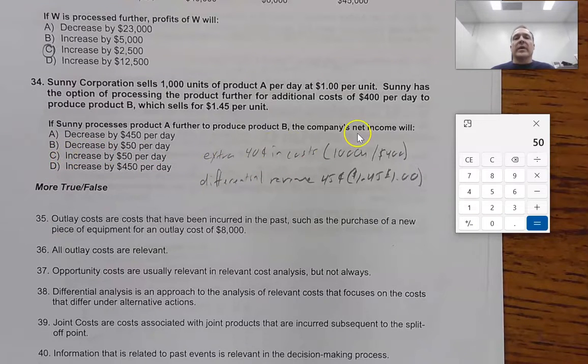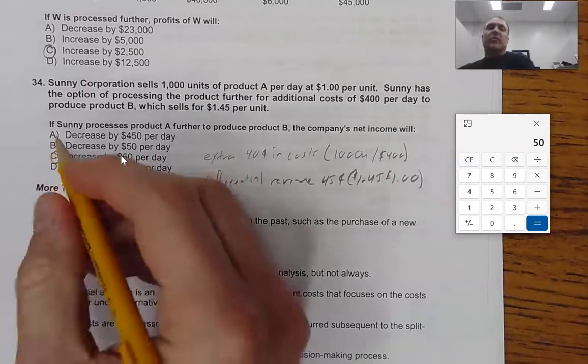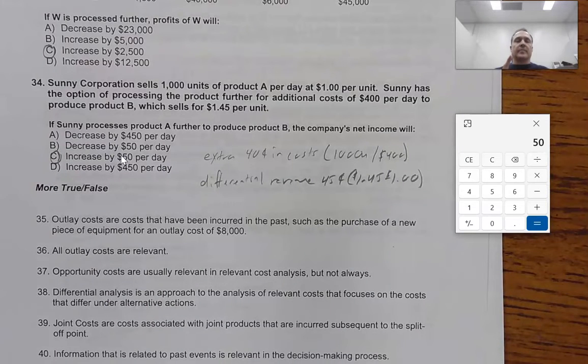We're going to increase not revenues. We're going to increase net income by $50 per day. So be very careful when you answer these questions because if we change this question around a little bit, it says the company's revenue will, the answer would become D, right? But we're more interested in overall profit. So this is a better question. Net income, it will increase by $50 per day.